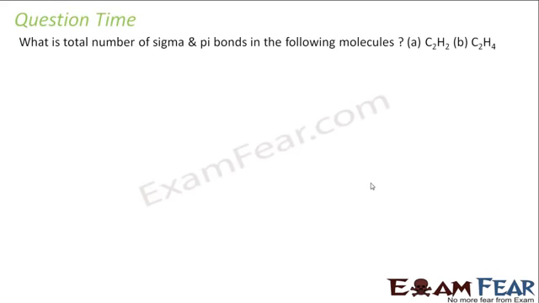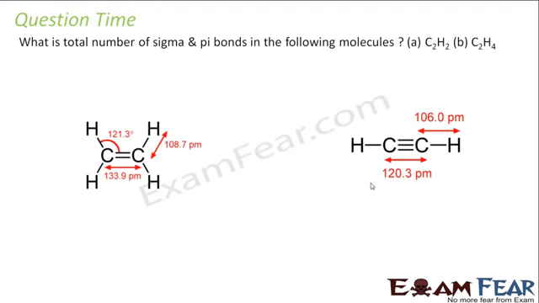Find the total number of sigma and pi bonds in the following structure. So in C2H2, as I just explained, the first one is the sigma bond, second is the pi, then sigma, sigma, sigma, sigma. So it has 1, 2, 3, 4, 5 sigma plus 1 pi. When we talk about this one, there's first sigma and 2 pi, and 4 sigma. So 3 sigma plus 2 pi.